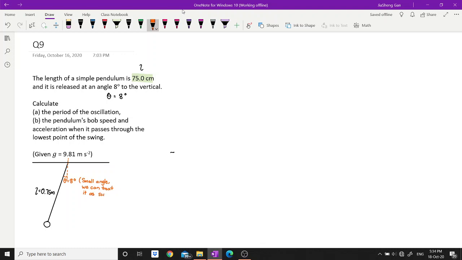You will learn about this from my experiment, the coming experiment, where you learn about small angle approximation, this kind of stuff. So your simple pendulum will be swinging something like this, back and forth.